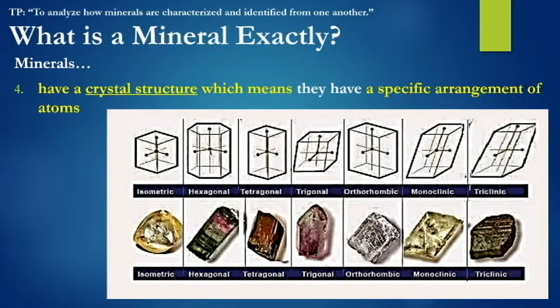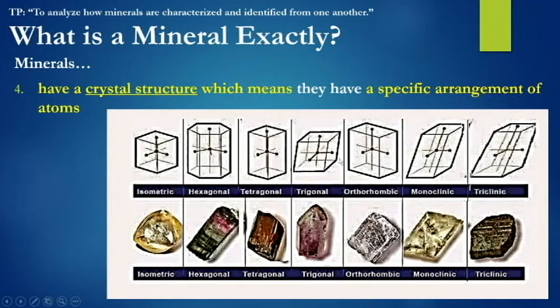And here's the really, really big ones. These two are really, really important. They have to have a crystal structure. And when we say a crystal structure, we mean that the atoms are arranged in a specific way. And there are only so many ways an atom can be arranged, only so many ways that atoms can be arranged into a crystal.